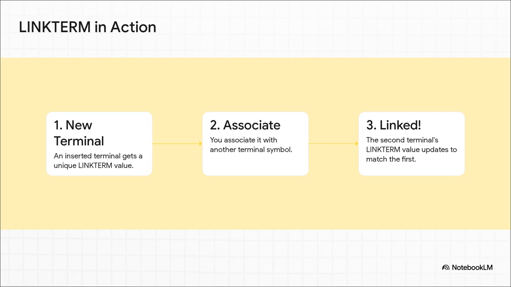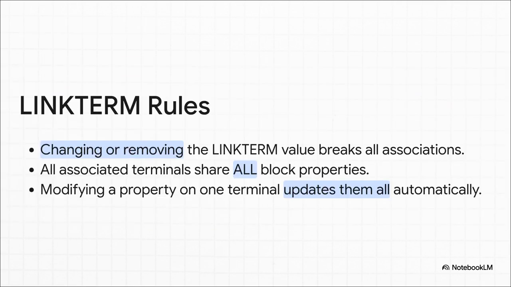When you insert a new terminal, bam, it gets its own unique link term ID. Then, when you use the Associate Terminals tool to link it to another one, the software just copies that ID over to the second terminal. Now they share the exact same link term value, and AutoCAD knows they belong together. It's really that simple. But hey, with great power comes great responsibility, right? You have to be careful. If you manually go in and change or delete that link term value, you'll break the connection.